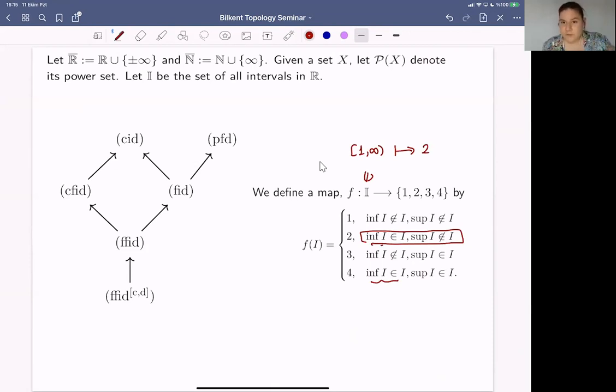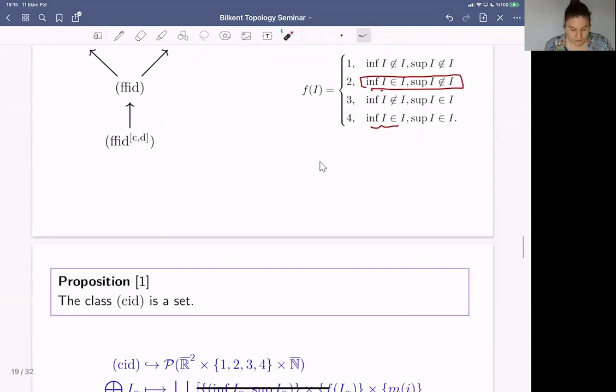Let me take another example, say (1, 2). The infimum is not contained in this interval, and the supremum is not contained in this interval, so this is going to be mapped to 1. This is my function, and I'm going to use it to consider which of them are sets. And in fact, these are the sets, and the rest is not a set.